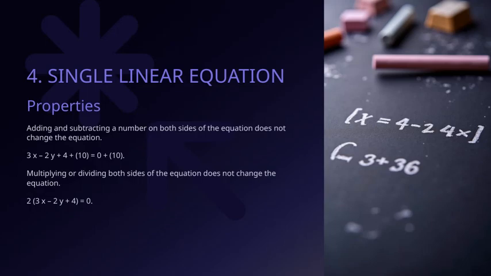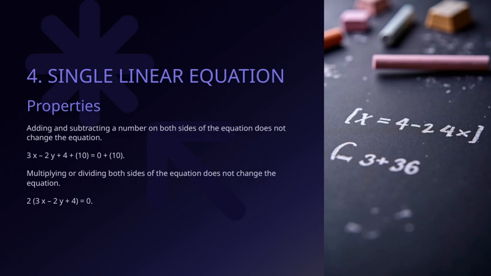Let's look at this example. 2 times (3x - 2y + 4) = 0. Now, what's important here is understanding how we can manipulate equations without changing their fundamental meaning. For instance, multiplying or dividing both sides of an equation by the same number doesn't alter the equation itself. So, if we multiply both sides by a number or divide, the equality still holds true.